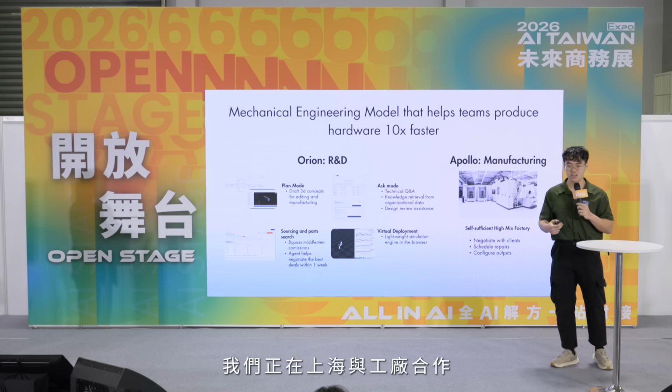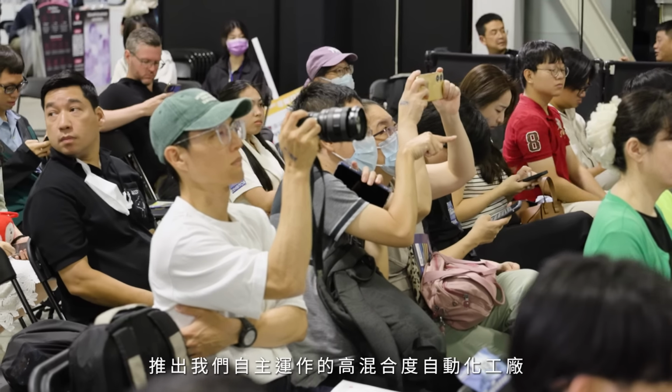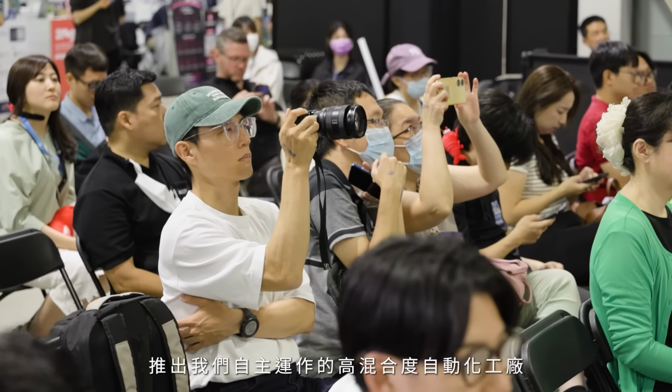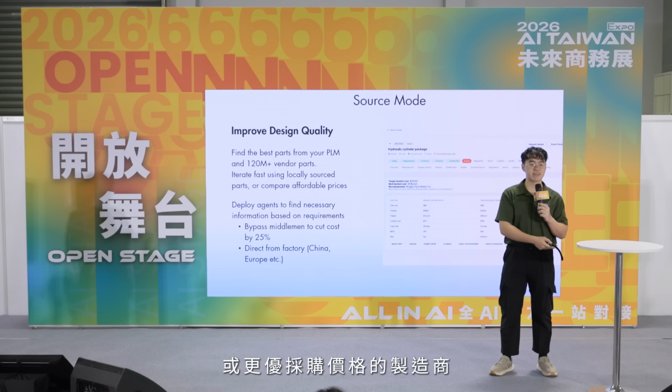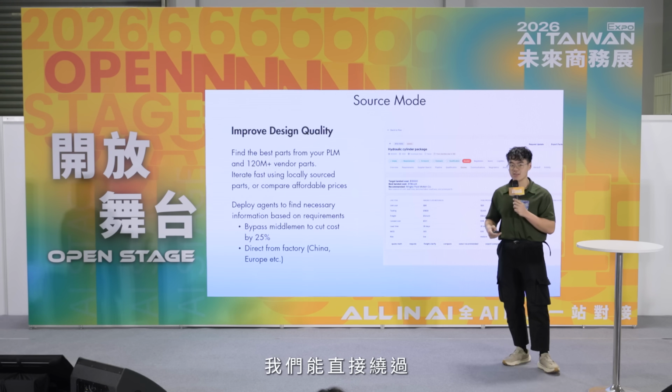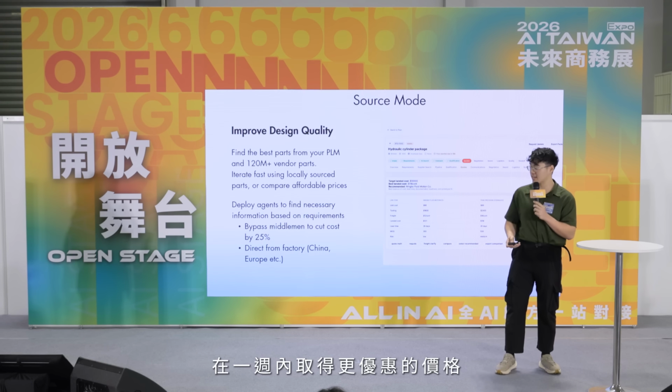We're working in Shanghai with a lot of factories to launch our own autonomous high-mix factories to run it without much of the employees. Specifically, this is more for manufacturers where a lot of the companies that we work with want to find a better landed cost or want to work in better rates for a new manufacturer. We are able to bypass distributors and brokers that claim that they are the manufacturers. We're able to also negotiate on behalf of the companies to get a better negotiation price within 1 week as well.